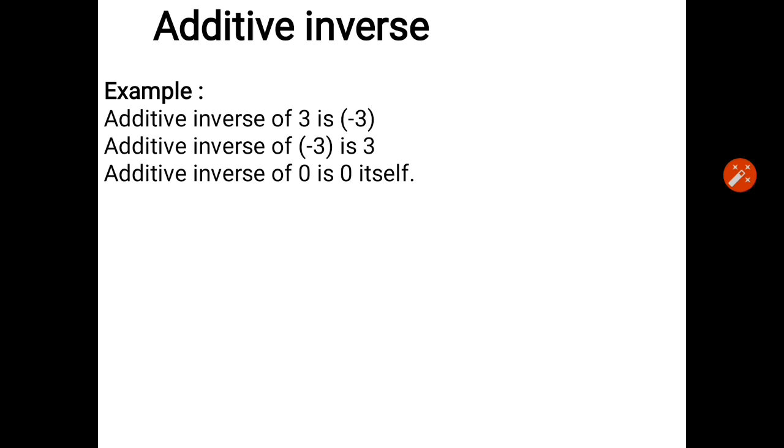Additive inverse, where we learned that the additive inverse of all positive integers is negative, and the additive inverse of all negative integers is positive. We also learned that the additive inverse of 0 is 0 itself. Why? Because 0 is neither positive nor negative.